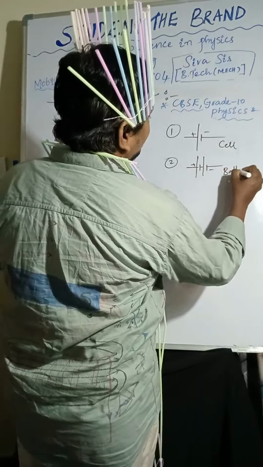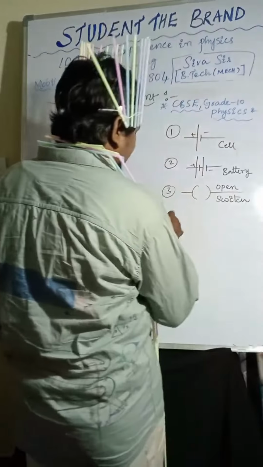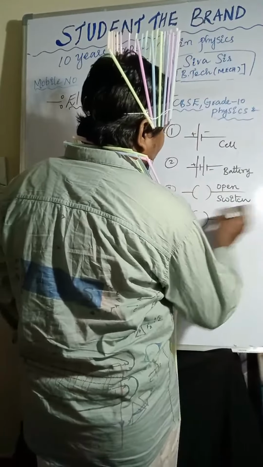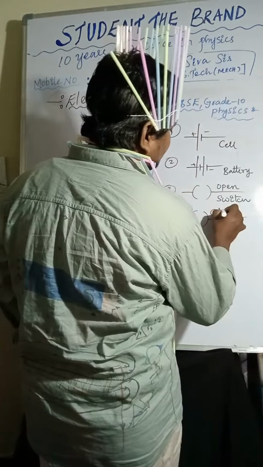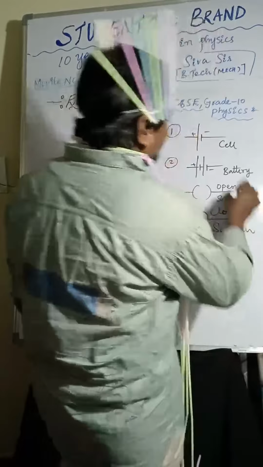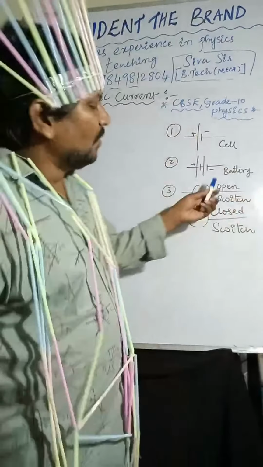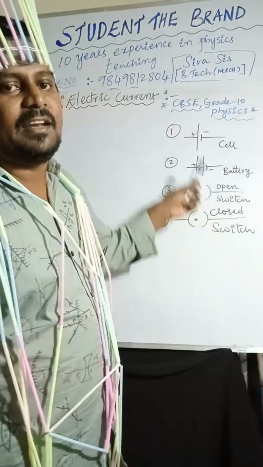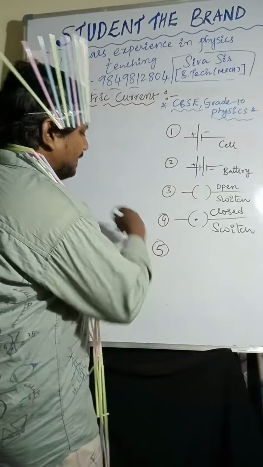This is the open switch. I am taking this open switch. And closed switch. The fourth one is closed switch. So open switch and closed switch. Here I am considering cell, battery, open switch, closed switch, and the fifth one if you are taking.